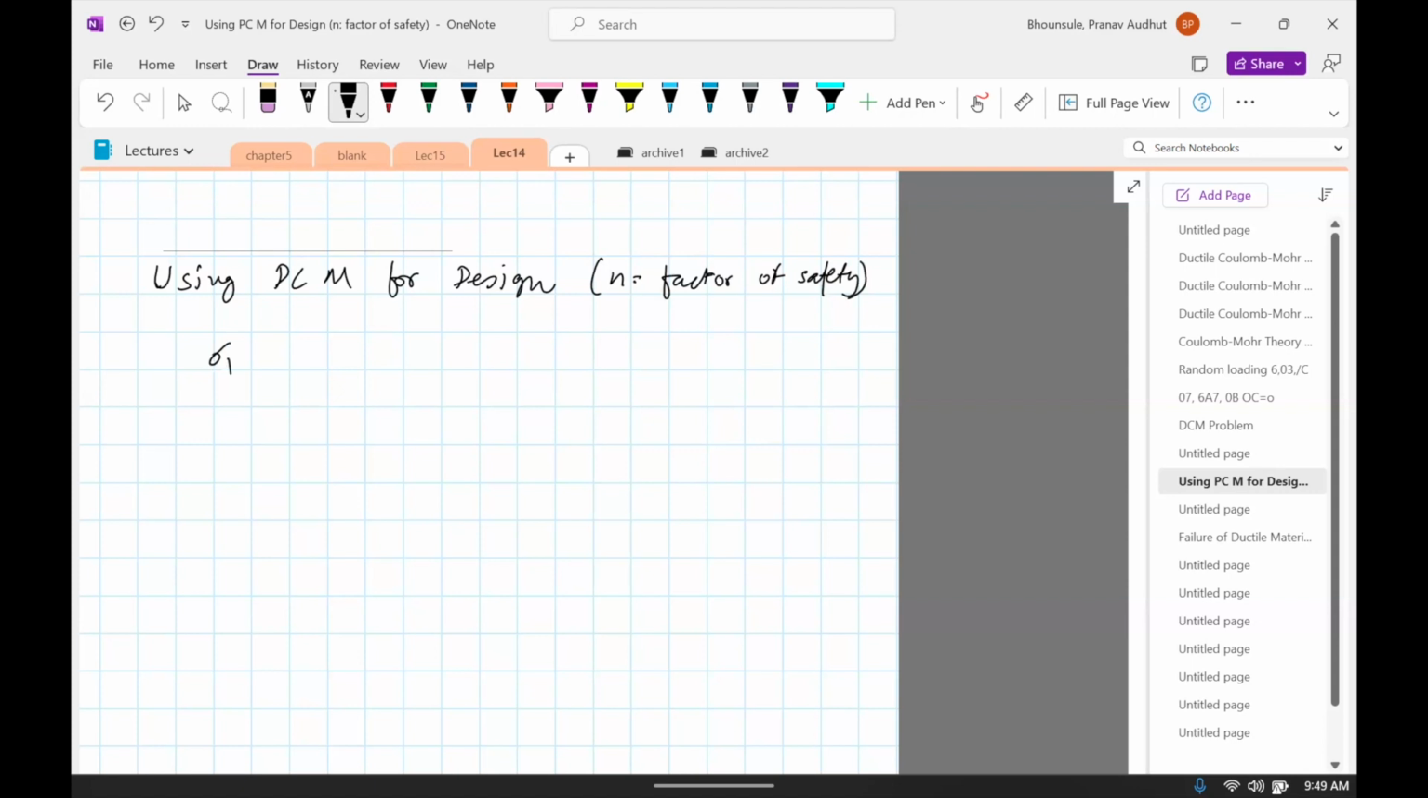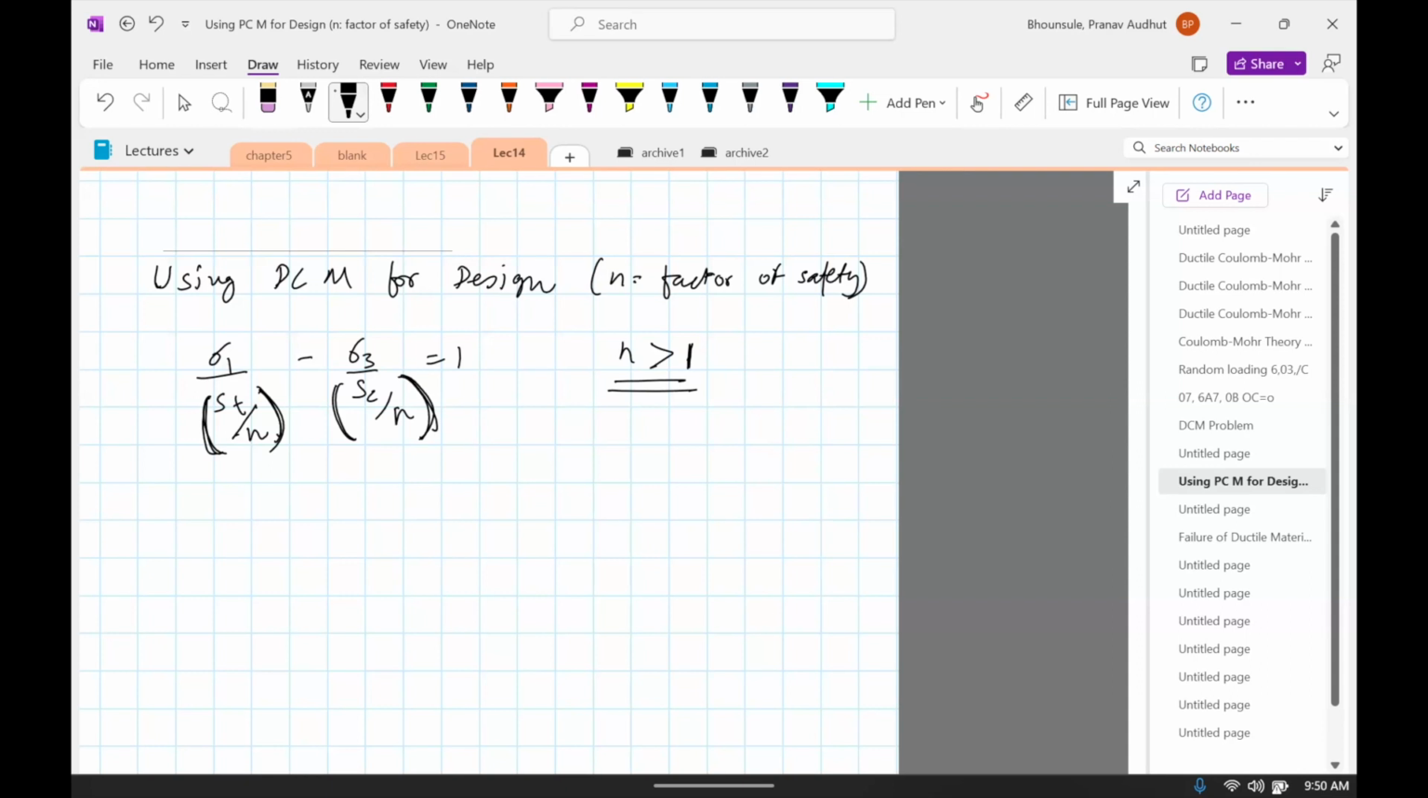So sigma 1 divided by ST minus sigma 3 divided by SC equals 1. This is the normal criteria for failure, right? Now, all you do is say that I'm not going to allow the stress to reach ST. I'm just going to say that the stress is going to be ST divided by N and SC divided by N. Remember that N, the factor of safety, is greater than 1. So the effect of dividing by N makes this stress here less than the actual value, which is ST.